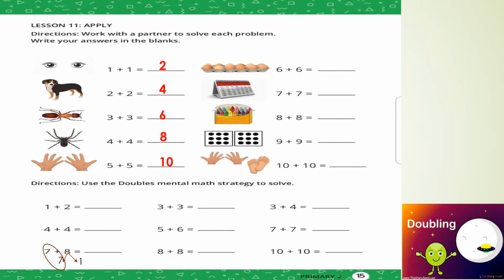Now we will say to 8, bye-bye. Now we have new numbers which are 7 and 1. Now, 7 and 7 are doubles. 7 plus 7 equals 14. 14 plus 1 equals 15. So now we solved 7 plus 8 equals 15 using doubles. The next problem, 8 plus 8 equals 16. 10 plus 10 equals 20.